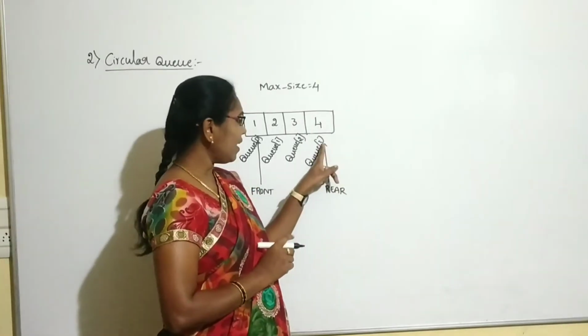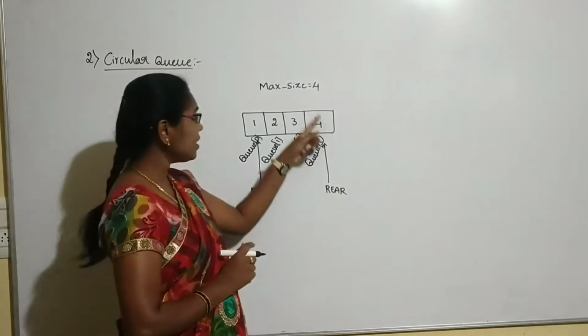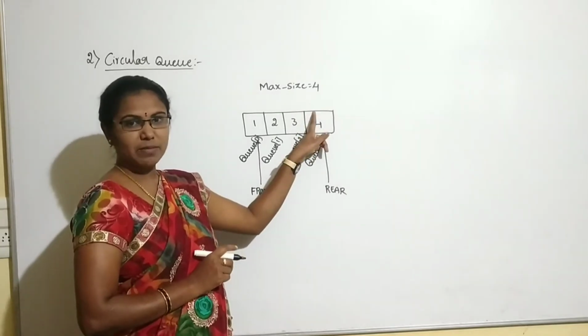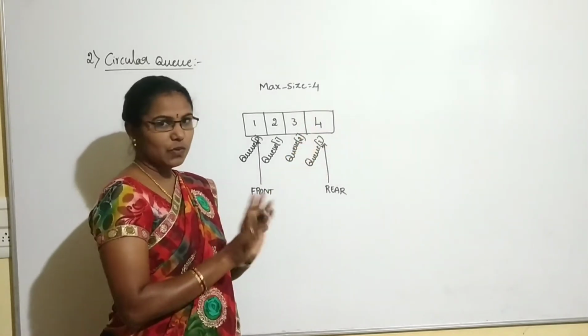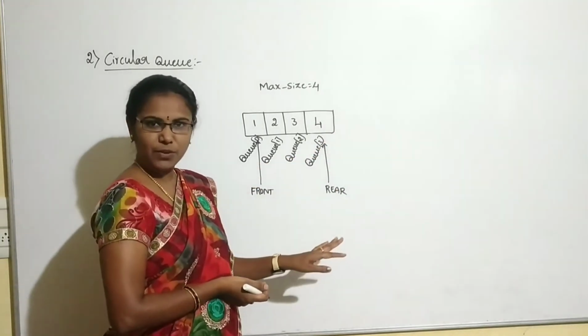So here the rear value is 3. Now 3 plus 1 becomes 4. That 4 reaches the maximum size. When rear equals the maximum size of the queue, it indicates the queue is full. So there is no possibility to insert a new element into the queue.